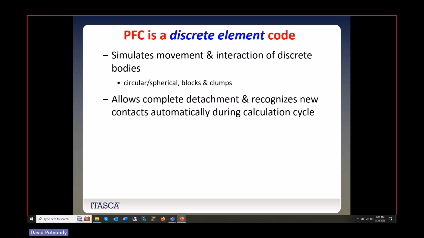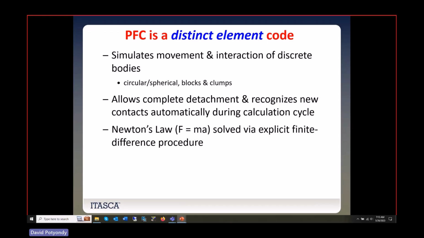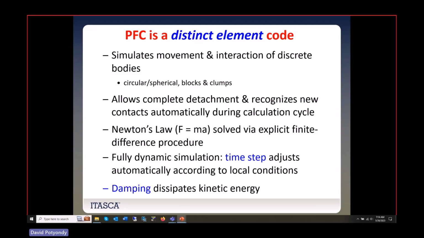One particular way of making a code that does this is to use an explicit finite difference procedure to solve Newton's law, okay? And that's what we mean by a distinct element code. PFC is a distinct element code. And then the only other two features that are fundamental to this type of a solution, to this type of behavior, is that it's dynamic. We're taking small steps moving forward in time.